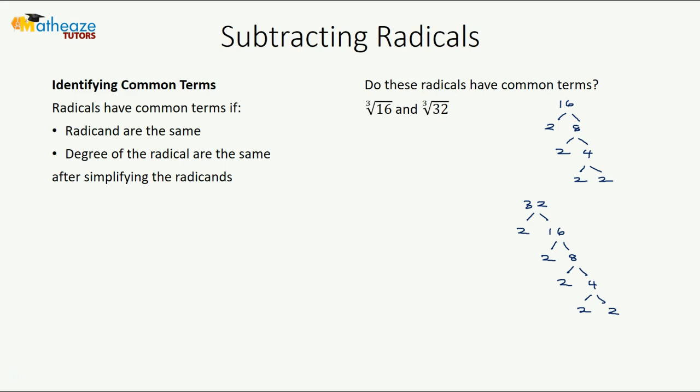So the cube root of 16, we have one group of 3. So that's going to give us 2, and then the cube root of 2. For 32, we have one group of 2's here, a group of 2's there. So that's going to give us 2 cube root of 4. Because your radicals here are different, that means that we do not have common terms.